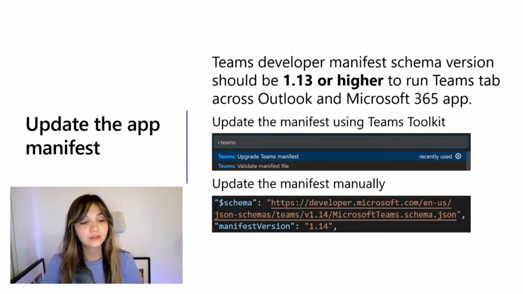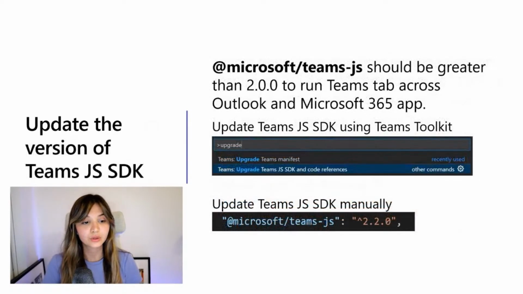And the second thing we need to do is updating the version of Teams.js library. It should be greater than 2.0 to run Teams app across Outlook and Microsoft 365 app. Again, you can do this using Teams Toolkit, or you can just update this manually.